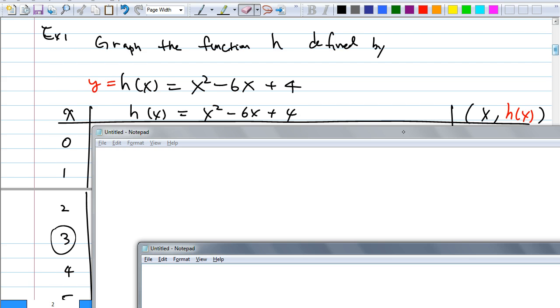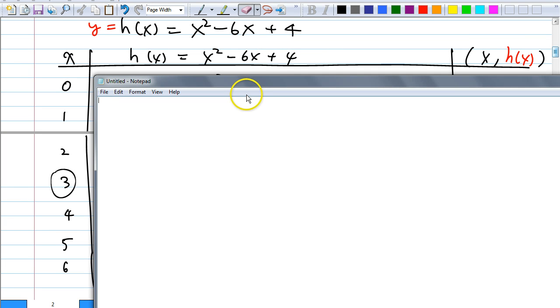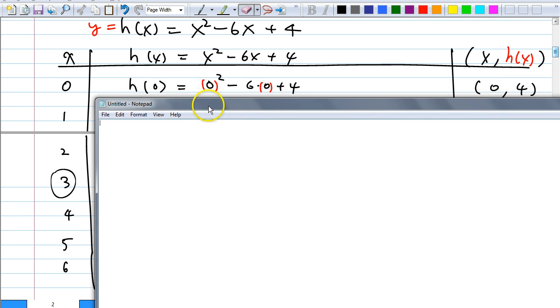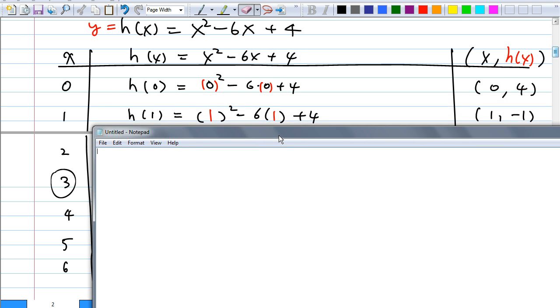I'll wait. All right, let me do the first one for you, because it's pretty straightforward. When you plug in 0, you get 0 squared minus 6 times 0 plus 4. What is that, guys? For x equals 0, what do you get for h of 0, which is y? 4, right? You just get 0 minus 0 plus 4. Let's plug in 1. What do you get when you plug in 1? 1 squared minus 6 plus 4, what is that? -1. Yes.